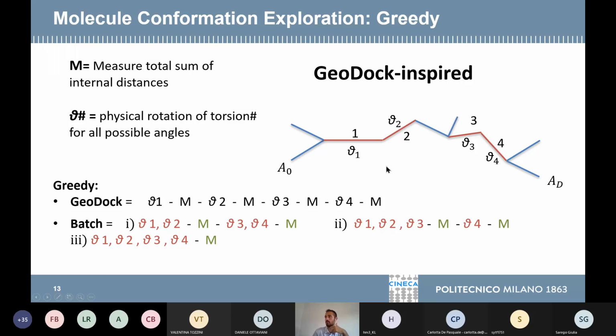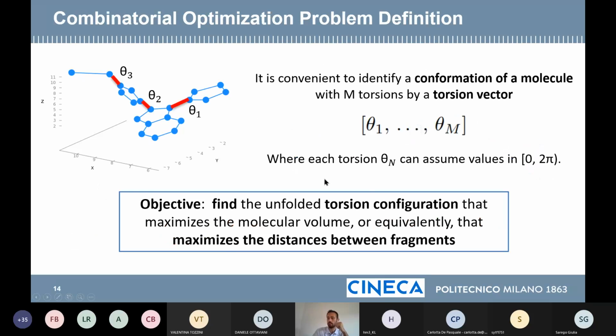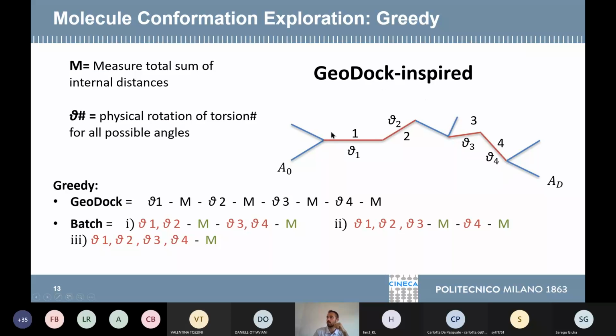Because of course, instead of optimizing 4 torsions together, you optimize 1 and then go to the next one. So it's a greedy approach. The other thing that you can do is a batch approach, where you don't consider only one of them, but ensembles of them. For example, the first 2 here in order of degree centrality. You first optimize considering only the first 2, and then the second 2, or the first 3, and then the fourth one.